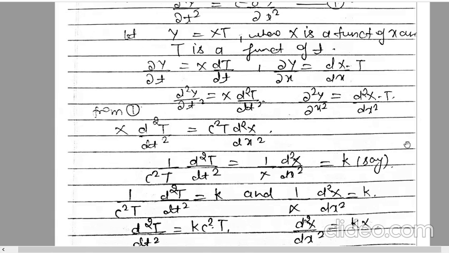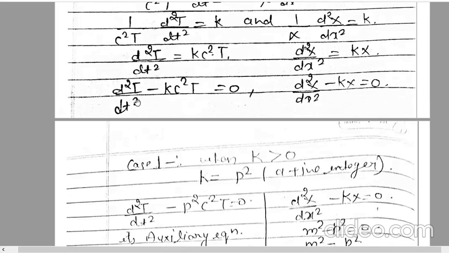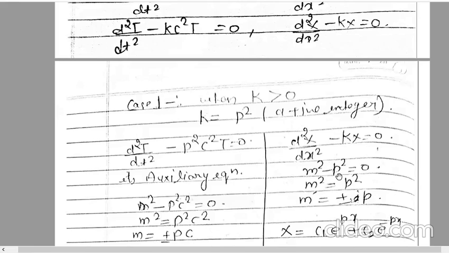In separation of variables, we always put it equal to k. So just take the first and third term here: 1/(c²T) d²T/dt² = k. Now your final equations are d²T/dt² − kc²T = 0, and d²X/dx² − kX = 0. So these are the two equations you have. Now for the solution of these two equations, there are three cases: when k is positive, when k is negative, and when k is equal to 0. So just apply all three cases here.